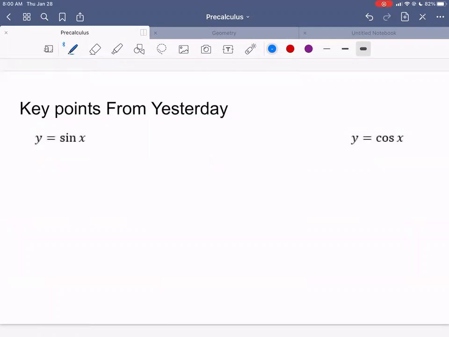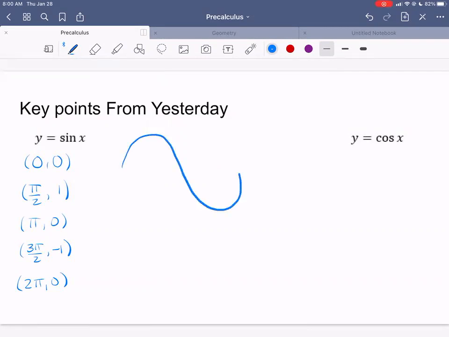For sine, remember the key points were 0, 0; pi over 2, 1; pi, 0; 3 pi over 2, -1; and 2 pi, 0. Now, the graph for sine looks something like this, as you should have seen the other day, and all of our key points are at these spots here. The sine graph goes middle, high, middle, low, and then back to the middle.